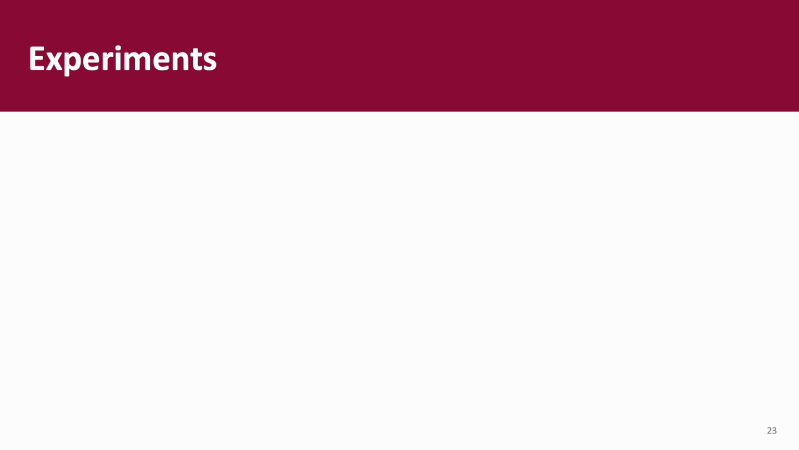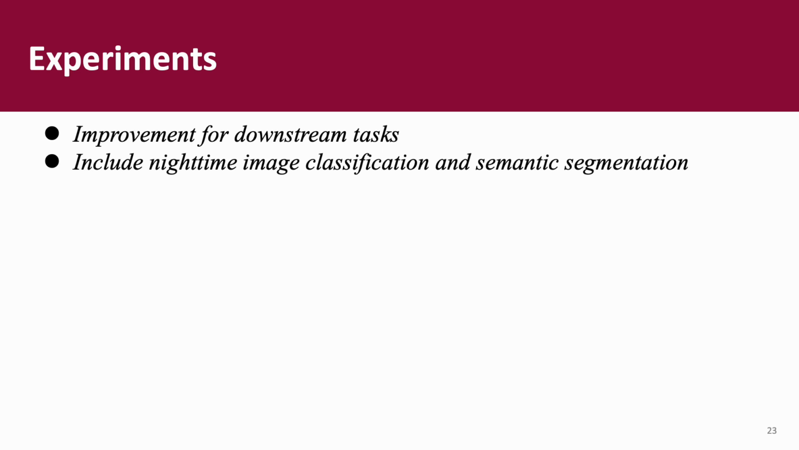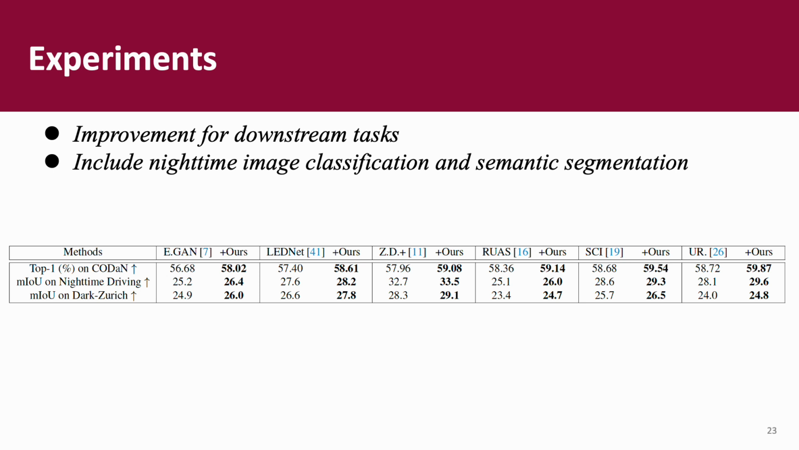Furthermore, low-light image enhancement can also help downstream tasks, for example, image classification and semantic segmentation. As we can see, the methods combined with our strategy have increased performance in the downstream tasks.